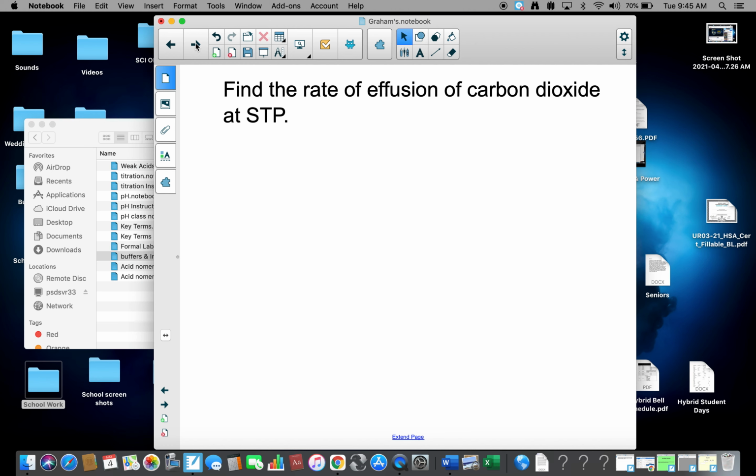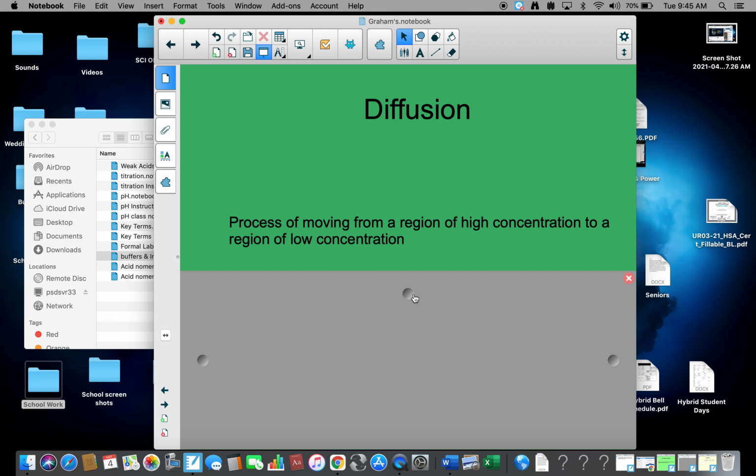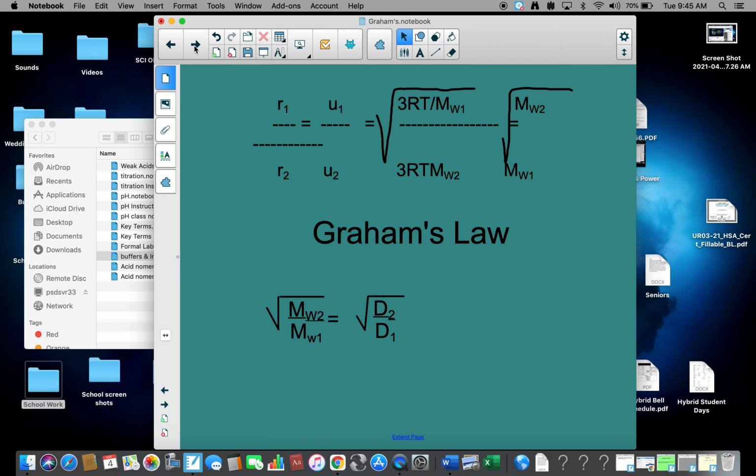All right, so let's look at the following. We'll do this in class. Find the rate of effusion of carbon dioxide at STP. Diffusion itself, we've talked about last year. Diffusion is the process of moving from a region of high concentration to low concentration. Okay, and we use that using Graham's law, which is R1 over R2, which is actually U1 over U2, and we take the square root, so that's how we get molecular weight 2 over molecular weight 1. So R1 over R2 is either the square root of molecular weight 2 over molecular weight 1, or the square root of D2 over D1.